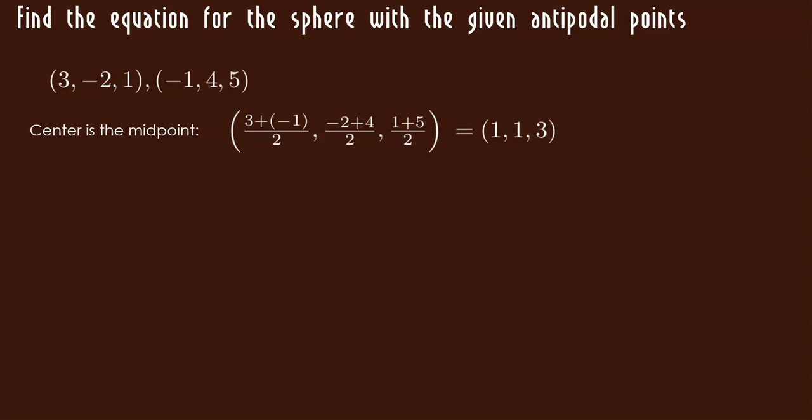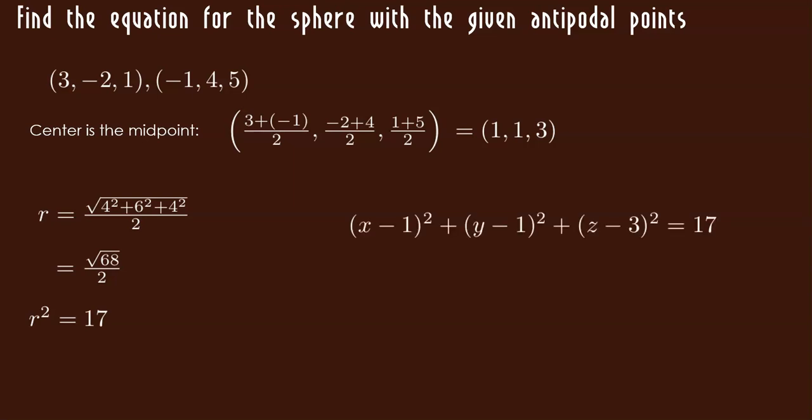The radius of my sphere will be half of the distance between these 2 points. Finding the distance, we have delta x is 4, delta y is 6, and delta z is 4. So half the distance would be the square root of 4 squared plus 6 squared plus 4 squared, all over 2, which simplifies to the square root of 68 over 2. I can probably simplify it further, but since I'm going to square it, it seems kind of moot. r squared is equal to 17. So I have a center, I have a radius, I can plug it into the formula, and I get this.